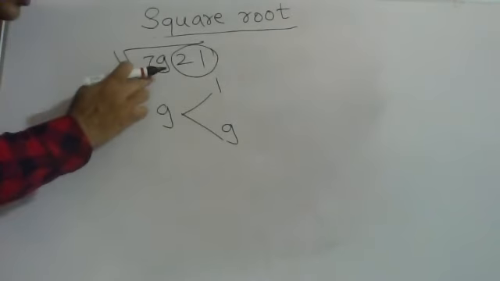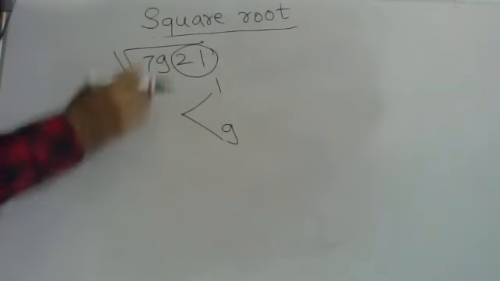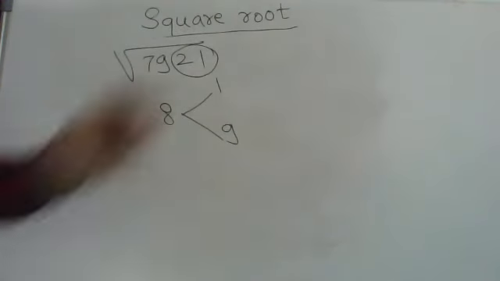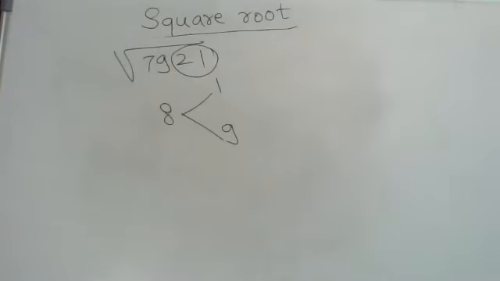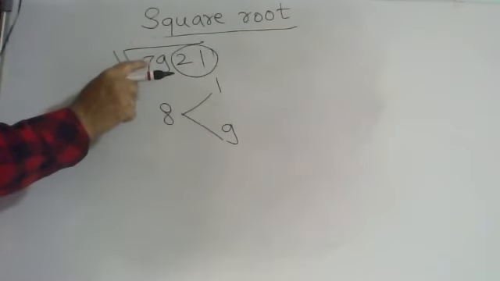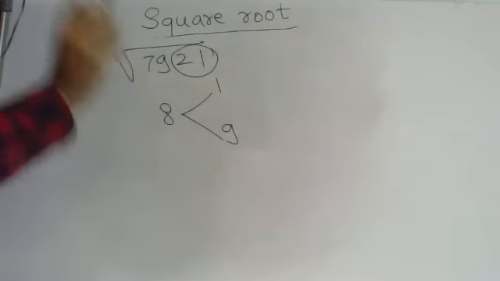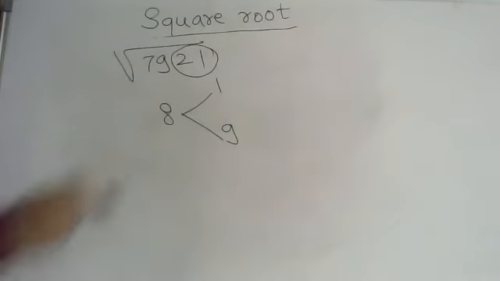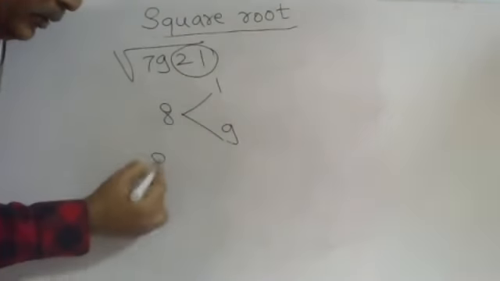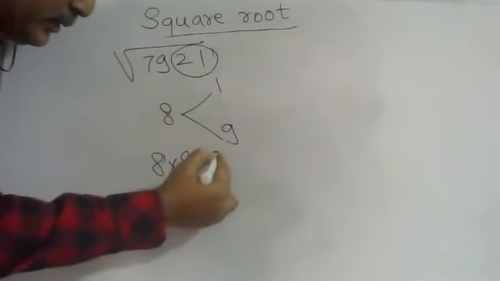Oh, sorry. 79 is near to 8 square, 64. We want smaller number. 79, we want smaller than 79, a square number, that is 64. So we are writing 8. Now answer can be 81 or 89. 8 into next number is 72.